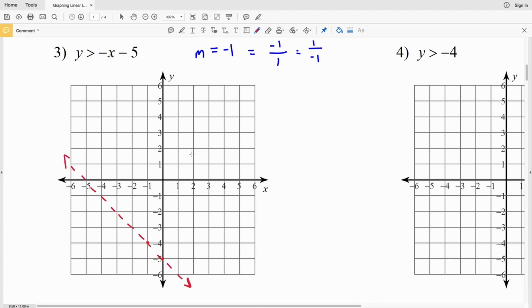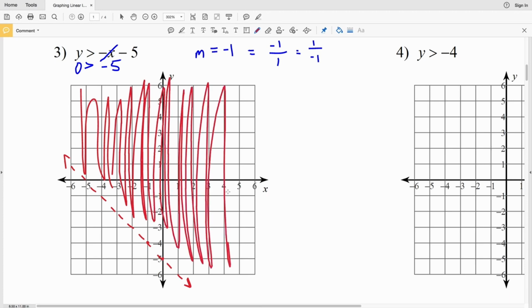Now we need to decide which way we're going to shade. Again, let's use that 0, 0 test point. And remember, if 0, 0 falls on the line, you're going to have to pick a different test point. But let's just use 0, 0. We're going to put 0 in for y and 0 in for x. So x is just 0, so that's 0 is greater than -5, which we know is true. So we're going to shade including that 0, 0. So we're shading everything above the inequality line. And that's the answer for number 3.